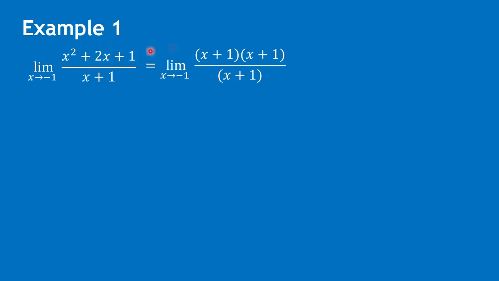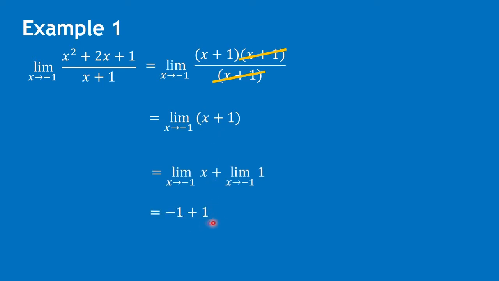The numerator can be written as x plus 1 times x plus 1, for these are the factors of the numerator. We can cancel x plus 1 from the numerator and the denominator, leaving us the limit of x plus 1 as x approaches negative 1. We can now substitute negative 1 to x, and that would be negative 1 plus 1. So the limit for example 1 is 0.